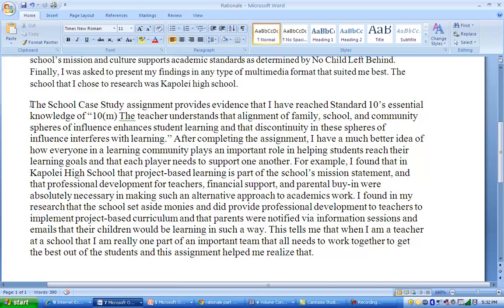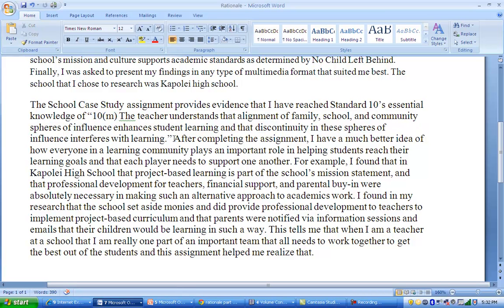I'm going to start off the second part by saying the school case study assignment provides evidence that I've reached Standard 10's essential knowledge of, and then I paste right into my first sentence the actual standard that I'm trying to reach. Then I put quotations on it to make sure it's clear that it's from somewhere else and it's not my writing.